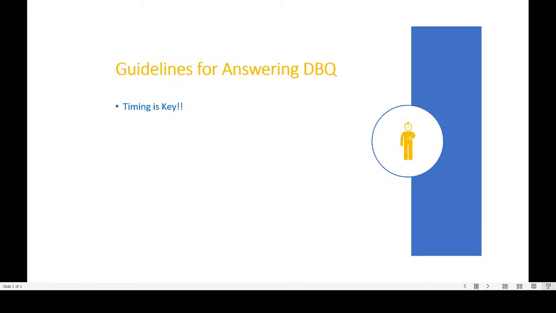Okay, so guidelines for answering the documents-based question. We've covered all the content for the Sunningdale Agreement. Let's see where this fits in our exam situation. So timing is key when we're looking to answer the documents-based question, as it is with every part of our Leaving Cert History exam. Apologies. So we have 45 minutes in the exam to complete the DBQ, and there are 4 parts to a DBQ question, which I'll highlight to you now.